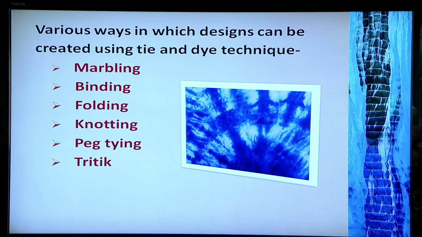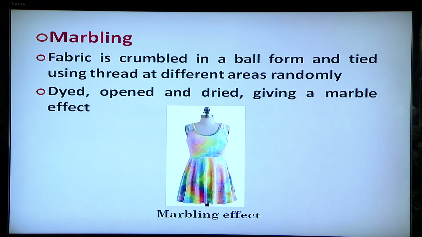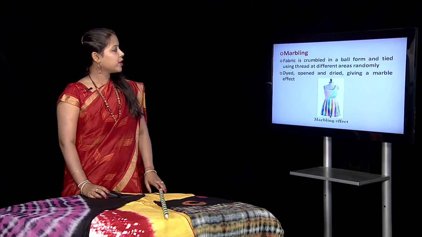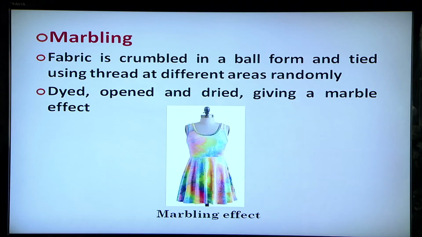Some of the ways being marbling, binding, folding, knotting, peg tying and trithik. We will be discussing each one of them in detail. Firstly, talking about marbling, the fabric is crumpled in a ball form and tied using thread at different areas randomly. The fabric is dyed, opened and dried, giving a marbling effect. This is the dress which has been produced using the marbling technique.